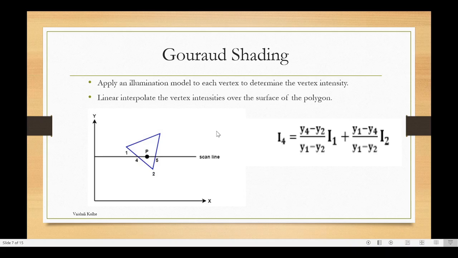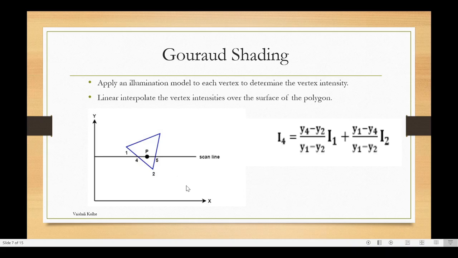After finding the normal at the vertices, the next step is to apply an illumination model to each vertex to determine the vertex intensity. Now we have to apply the illumination model at all the vertices so that we can find the intensity at the vertex. By applying any illumination model, we can find the intensity at vertex 1, vertex 2, vertex 3 or all the vertices.